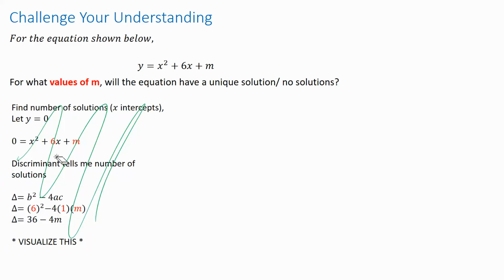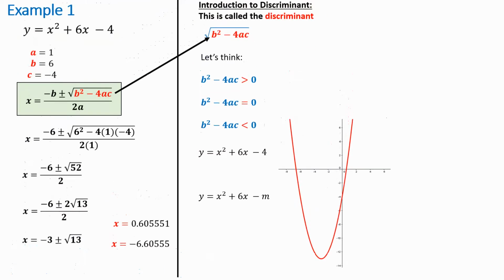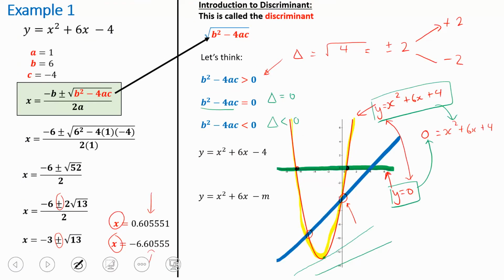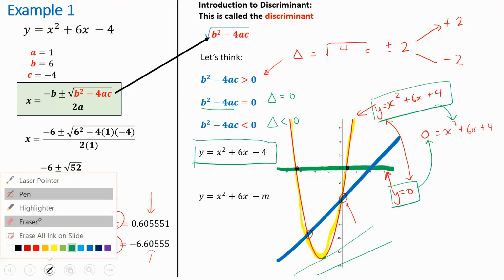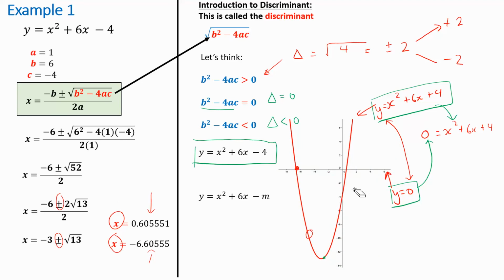I just want you to think what the question's asking. Now notice this is saying x squared plus 6x plus m. If I just go back a step, this was the graph of x squared plus 6x minus 4, and this is what the graph looked like.